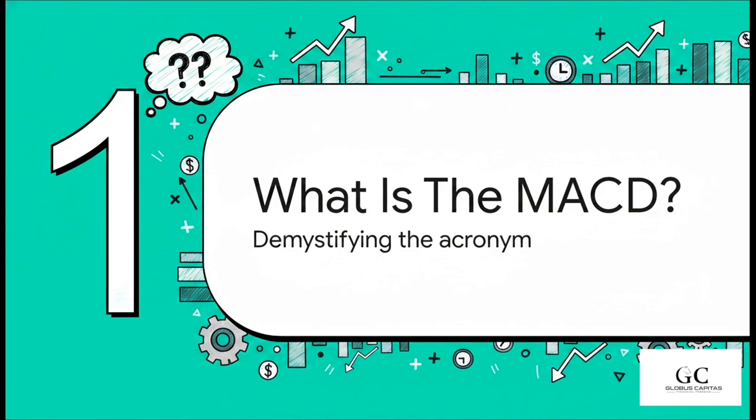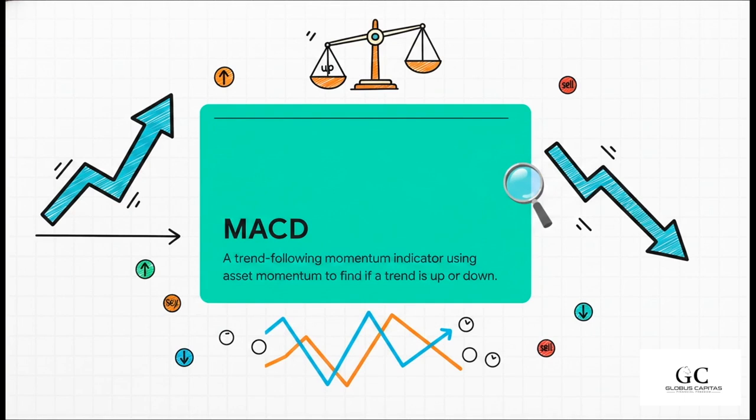All right, Section 1. What is the MACD? Demystifying the acronym. Okay, so MACD. It stands for Moving Average Convergence Divergence. I know, it's a total mouthful of financial jargon, but at its core, it's just a trend-following momentum indicator. Basically, its main job is to measure the momentum of an asset to figure out if the overall trend is heading up or down. That's it. It helps traders spot potential opportunities in all the market noise.